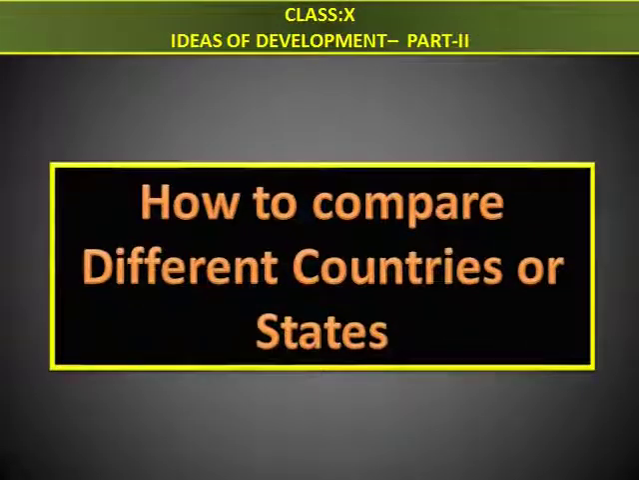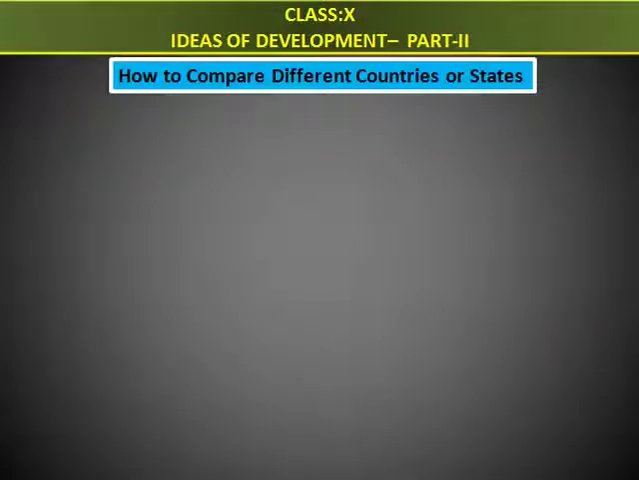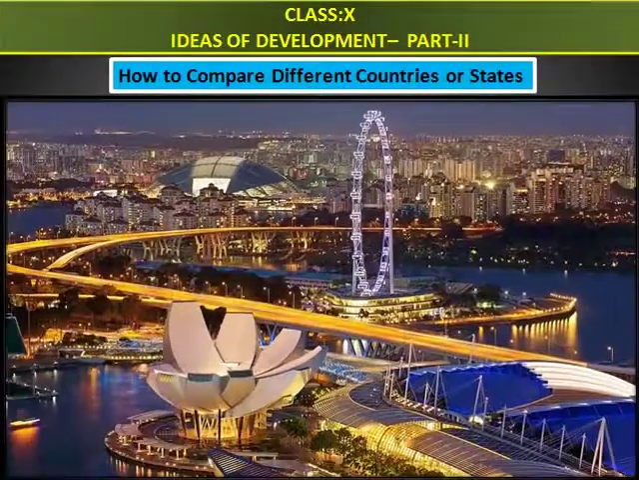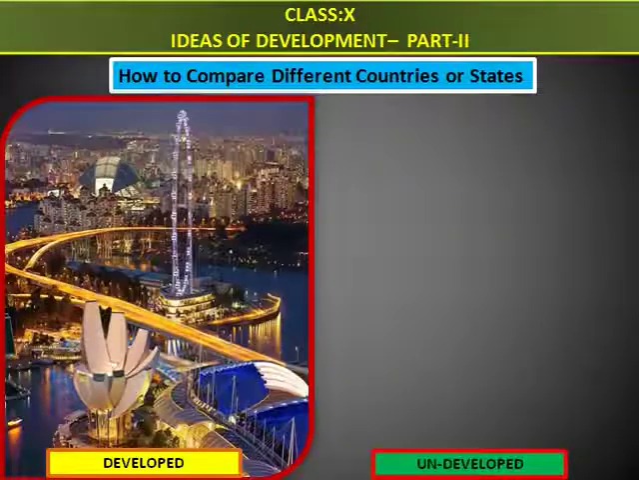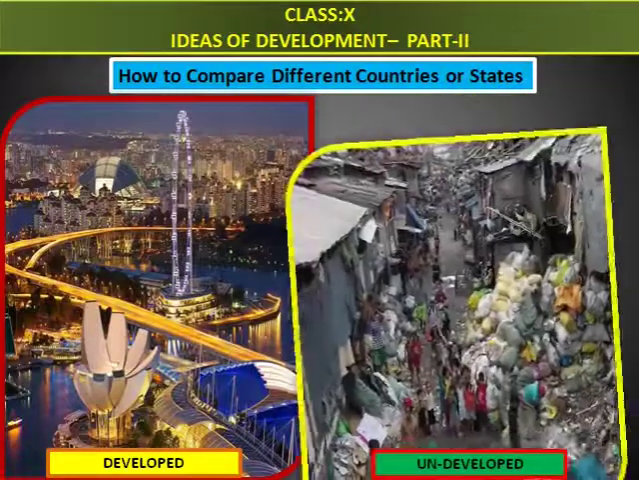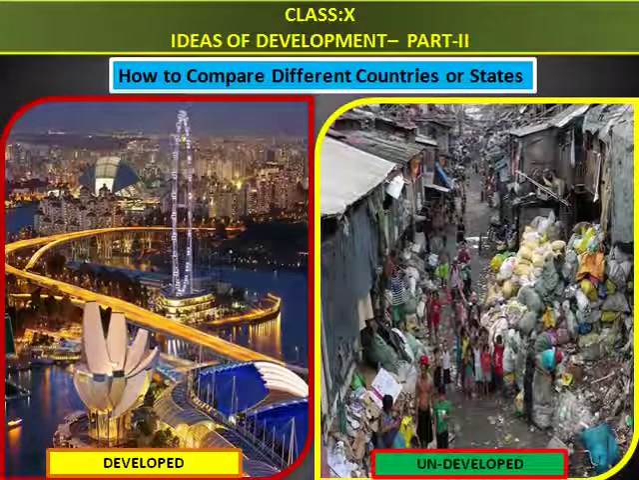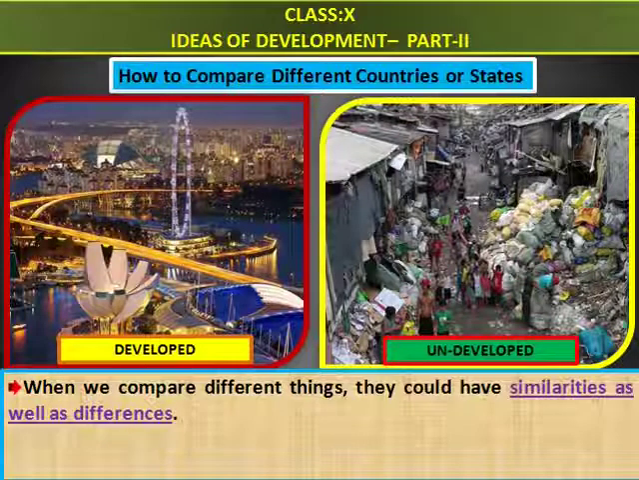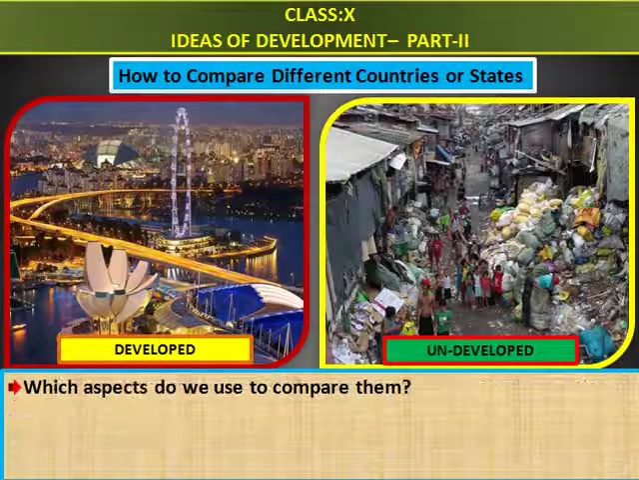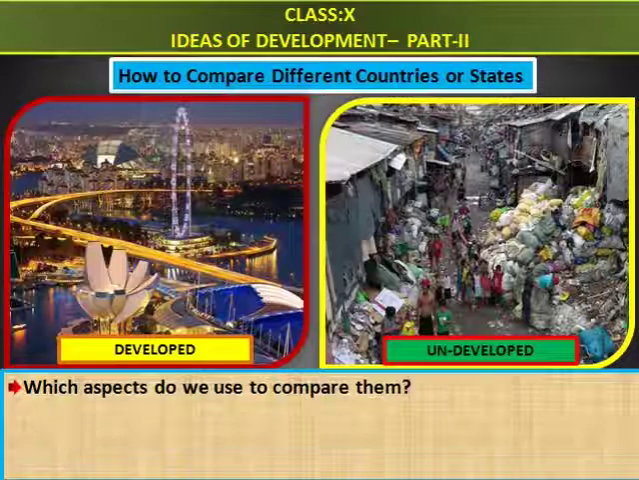How to compare different countries or states. You might ask if development can mean different things. How can we call some countries developed while others are called undeveloped? Before we come to this, let us consider another question. When we compare different things, they could have similarities as well as differences. For that, the question arises: which aspects do we use to compare them?